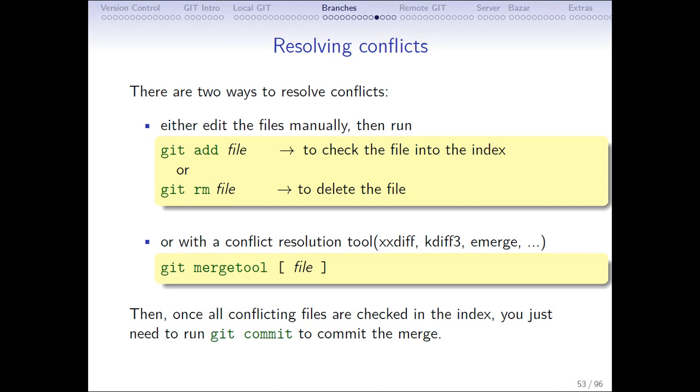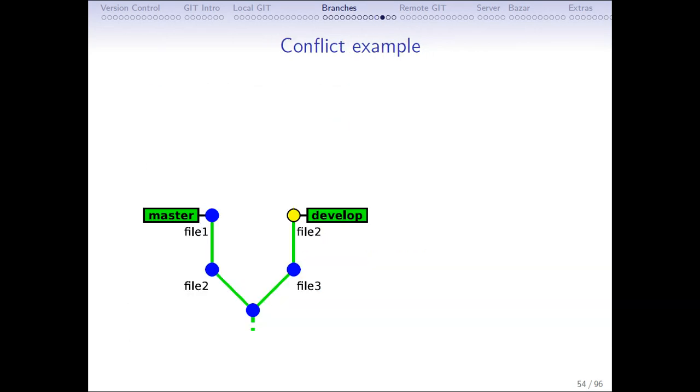Okay, how will we resolve the conflict? There are two ways to resolve the conflict. Either edit the file manually, then run git add file, or use a conflict resolution tool like xxdiff, or git mergetool. You can do that. Okay, so conflict example, as I told, file one, file two. So file two is present on both sides.